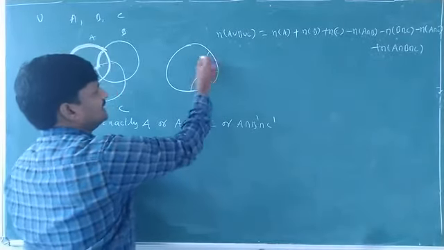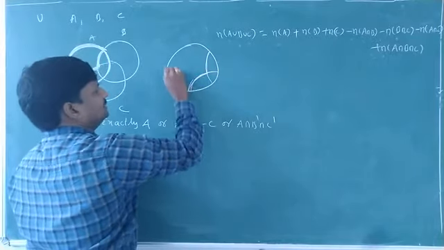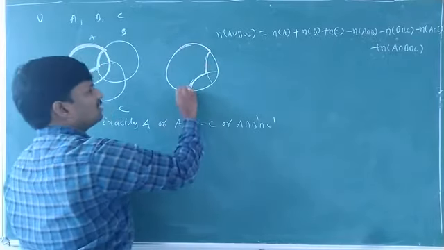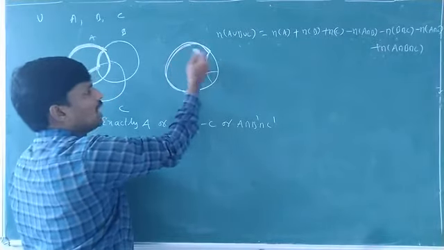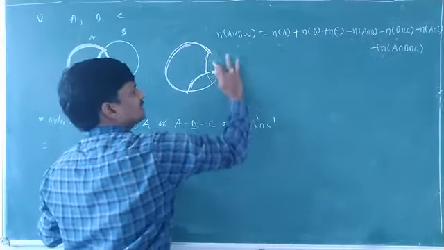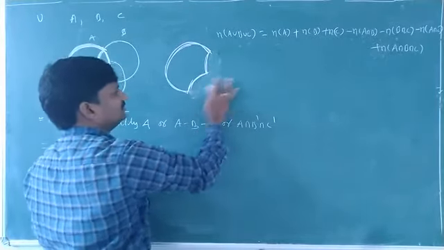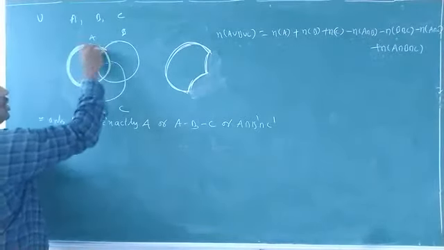Right? See, this part only we have to find. To find this part, what do we do? We have to subtract from total A this intersection part and this intersection. Will you get this part or not? You got this part or not?